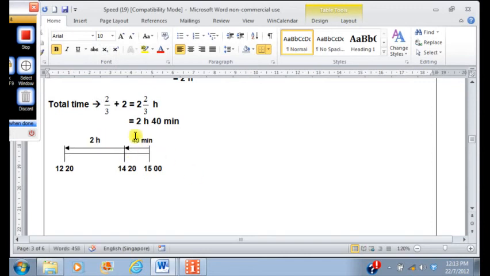So count back. So if you're counting back from 1500 hours, move back 40 minutes is 1420. From 1420, you move back 2 hours is 1220. So at what time did he start? He started at this time. That will be 1220. So your answer will be 1220. He started at 12:20.